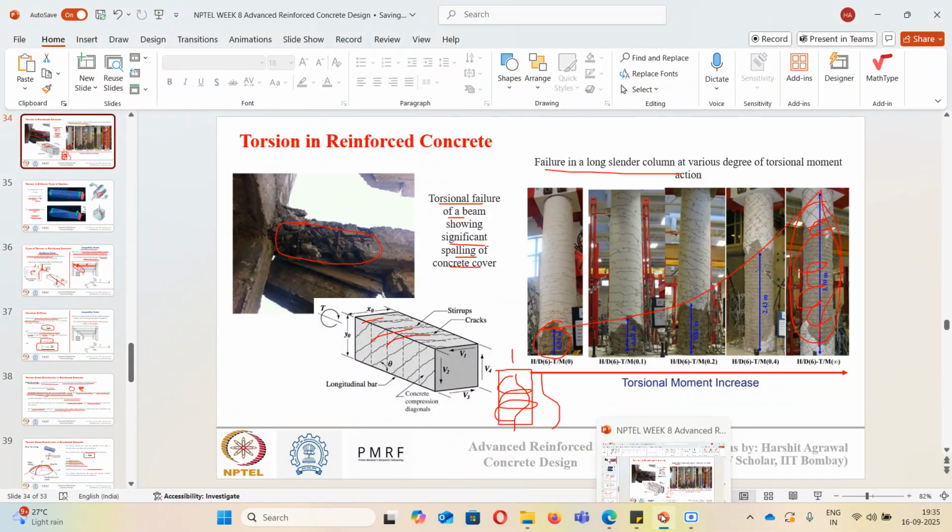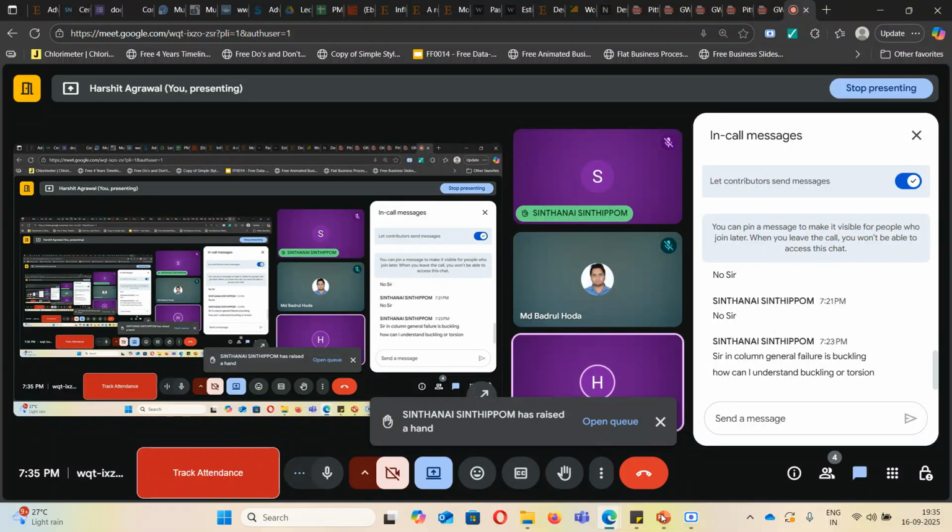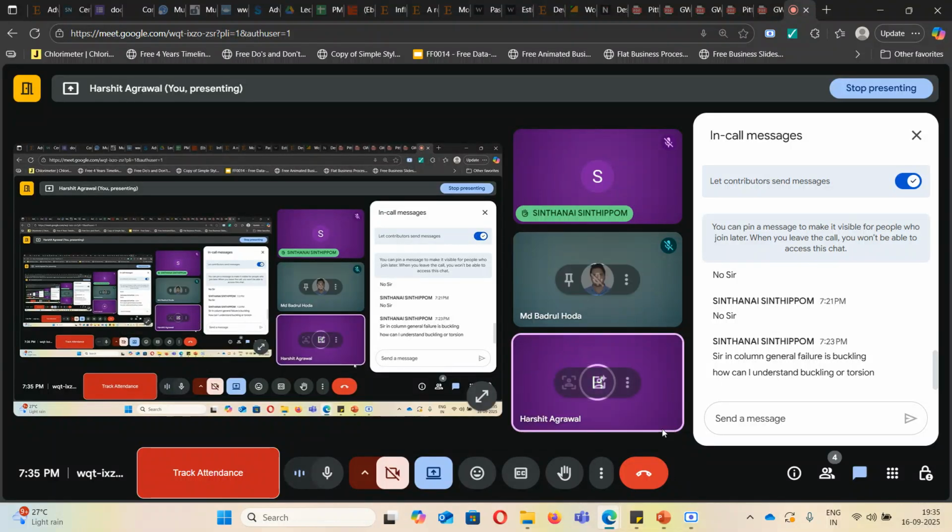Buckling will lead to bending. Torsion leads to cracking of the cover concrete due to twisting. So based on the deformation profile of the column, you can judge whether torsion is dominating or buckling is dominating.